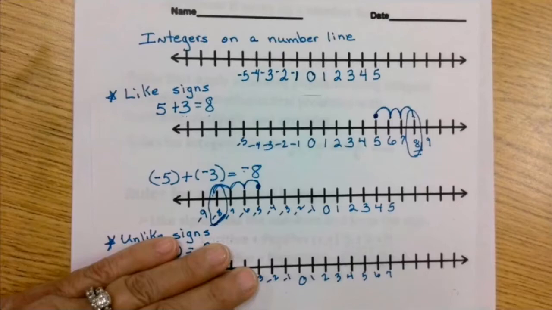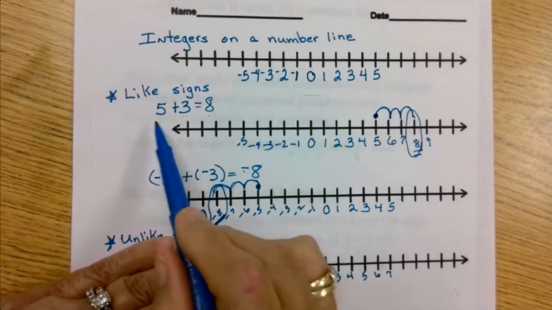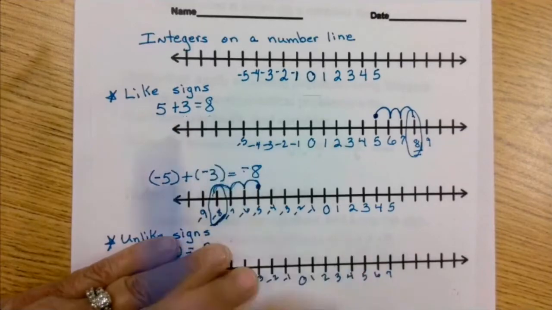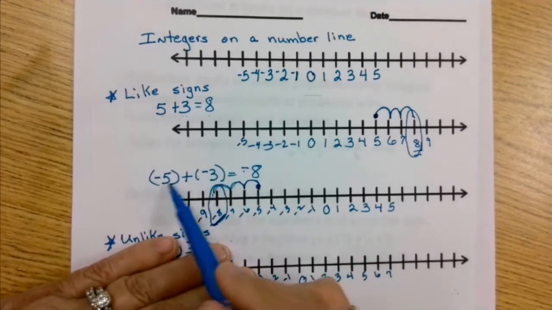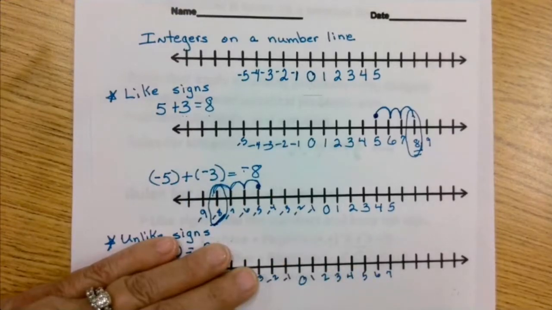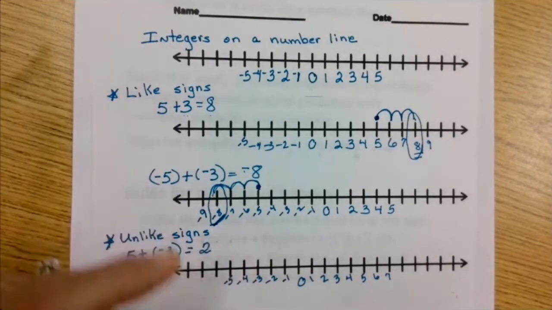So to recap, like signs, two positive numbers added together give me a positive answer. Two negative numbers added together give me a negative answer. I add the numbers. Miss Renee, let's try working on the board now, showing them the disk.